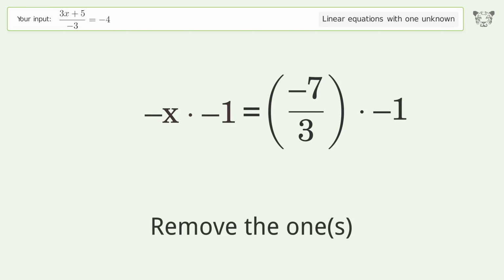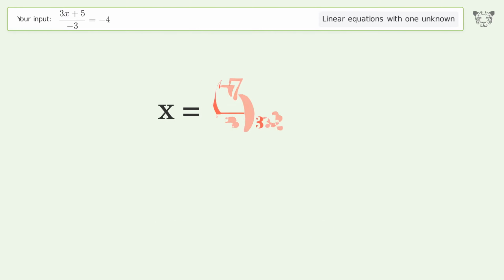Remove the ones. And so the final result is x equals 7/3.